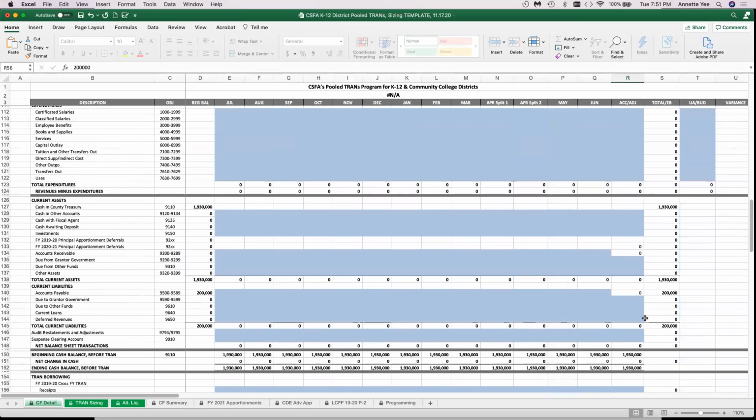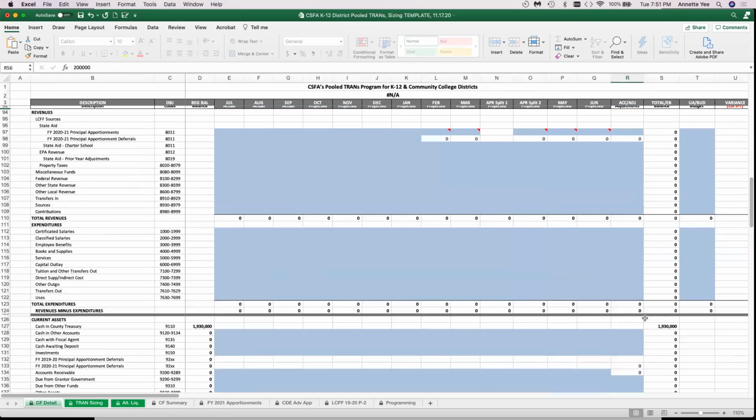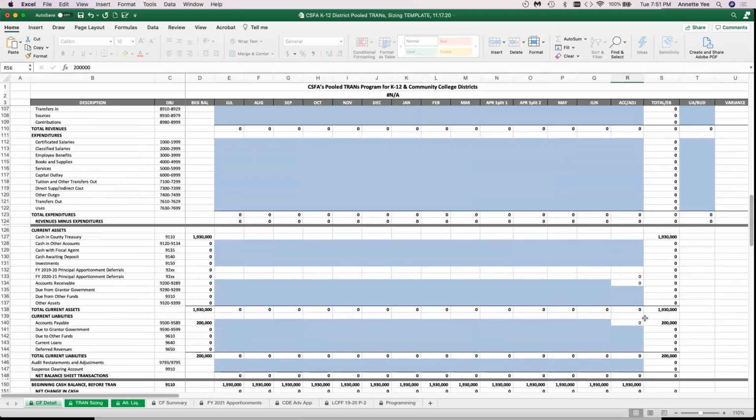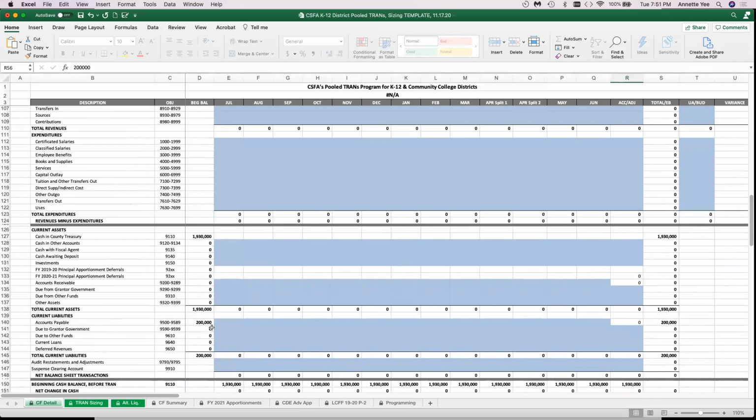Yes, this is very important. This is 2021, so it's the next year, and 200,000 is now our balance of our accounts payable. Exactly. And so these are items that need to be tied to your 2019-20 unaudited actuals, or if you're audited already, you would tie it to your audited actuals.